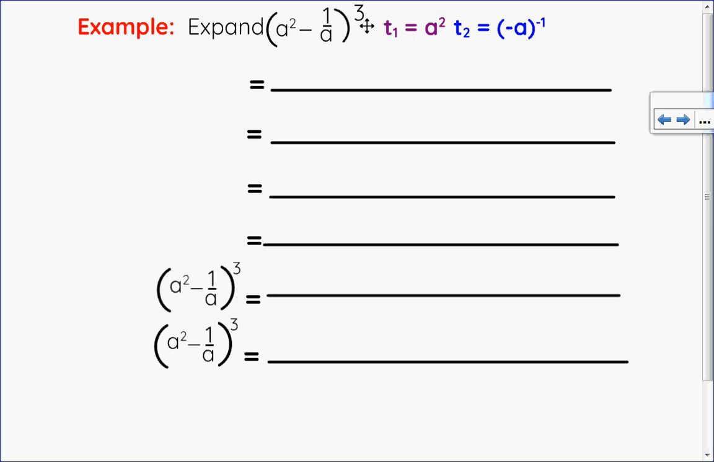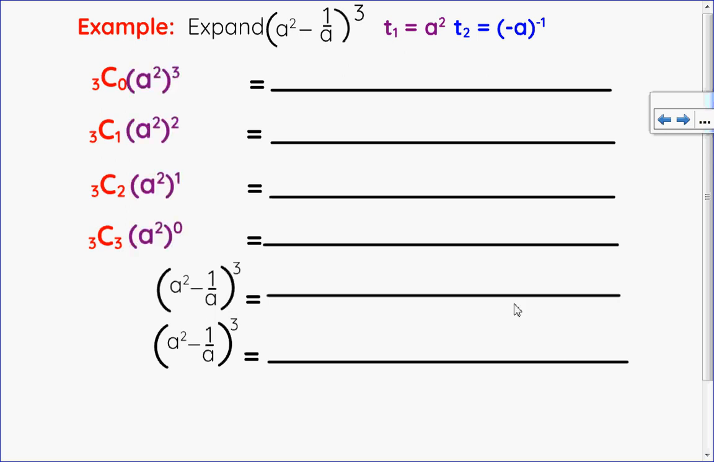So I'm raising it to the exponent of 3, which means that my combinations will start at 3C0 and work up to 3C3. My first term is a squared, and I'm going to write that to the exponent of n, which is 3, all the way down to 0. My second, negative a to the negative 1, starts at 0 and increases until it gets to my n value. So let's multiply these together.